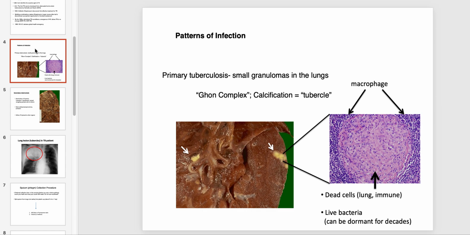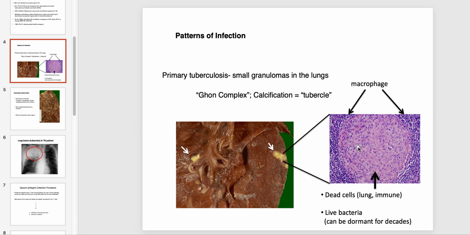Some of the patterns of infection, as you see here, the primary tuberculosis is small granulomas in the lungs, as you see here. Granulomas are basically these types of immune responses in which you have a bunch of dead cells, lung cells, immune system cells, dead bacteria, and so forth that are walled off by components of your immune response. But that tissue just dies. And so you have large regions of your lungs that are dead and walled off. There can also be live microbes in here as well. So it's not like the microbes just lose the fight. They just kind of go into a very quiescent or dormant state and don't grow very much.